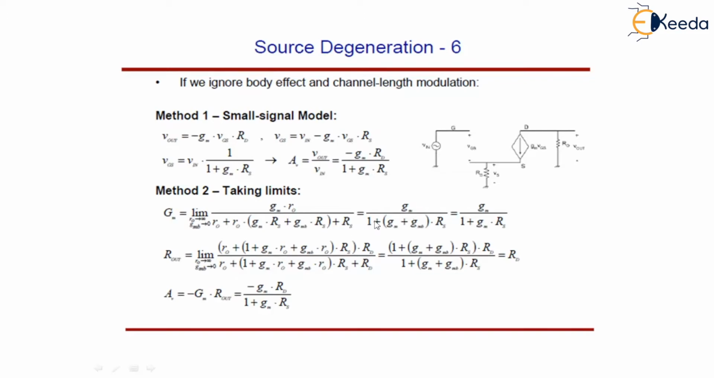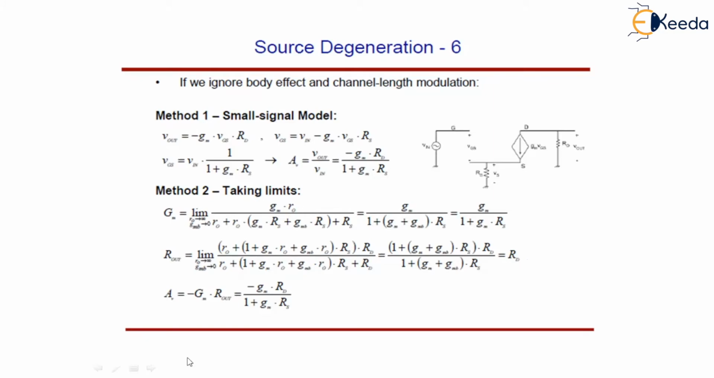Taking this Ro as infinite, and Gmb as 0, we will solve and get Gm upon 1 plus Gm plus Gmb Rs. Now for solving it further, Gmb is 0 here, so we get Gm upon 1 plus Gm Rs. And Rout, similarly in the equation of Rout also, we will solve it and we will get Rout equal to Rd, that is the drain resistance.